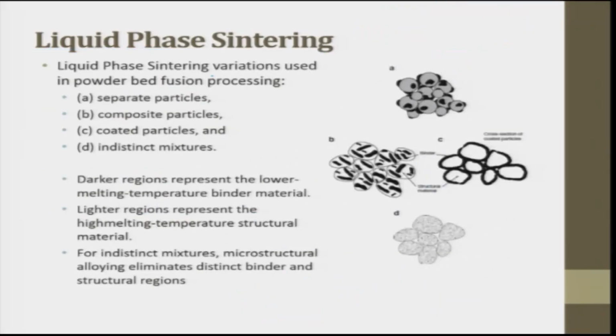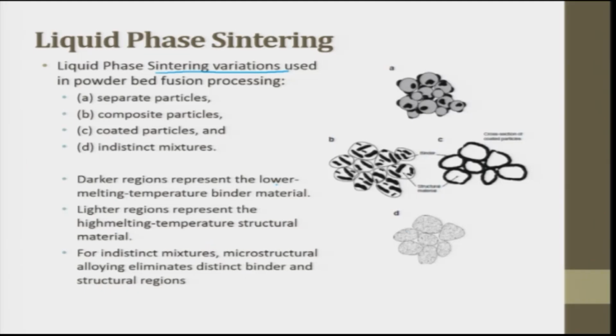So the liquid phase sintering variations used in powder bed fusion processes are: A is separate particles. Okay. These are all sintering variations. Separate particles. Then B is composite particles. C are coated particles. D is indistinct mixture. So you have all the four.